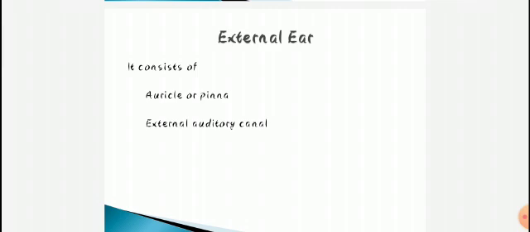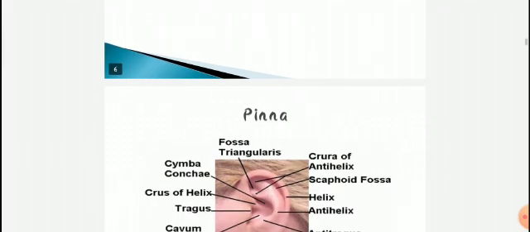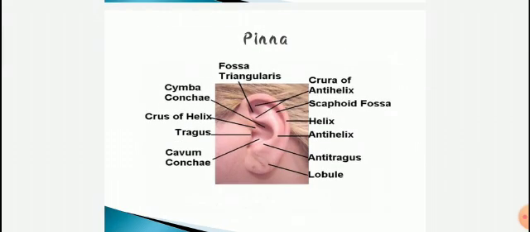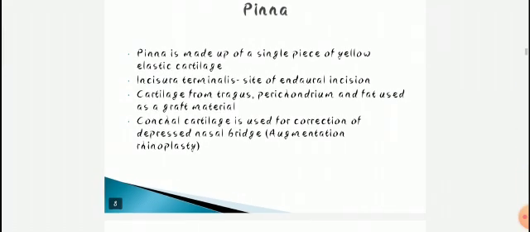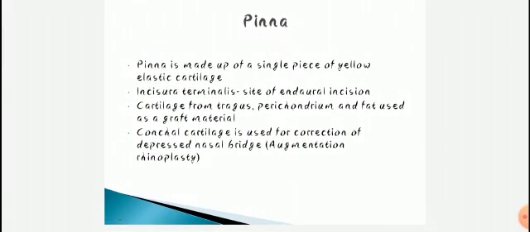Now let us see external ear. It consists of two parts, auricle and secondly external auditory canal. As you see in this figure, this is the figure of left pinna. It consists of crus of helix, cymba conchae, antihelix, antitragus, lobule, etc. This pinna is made of a single piece of yellow elastic cartilage.